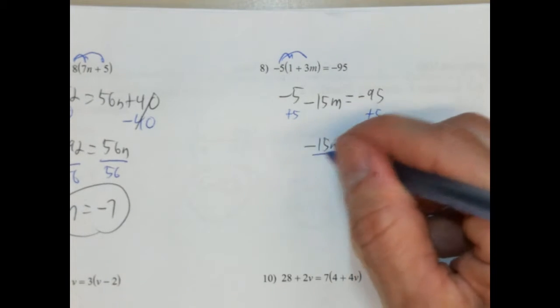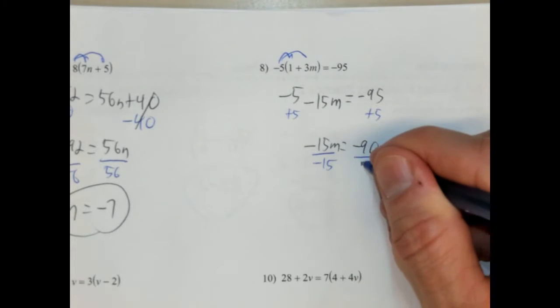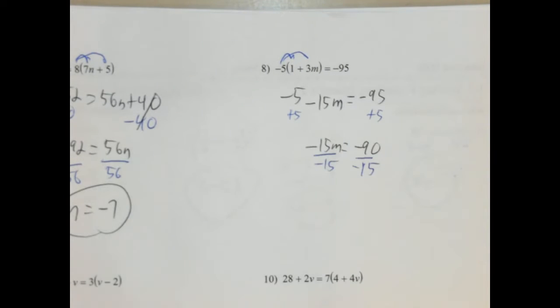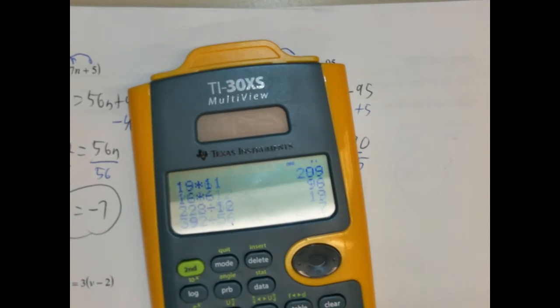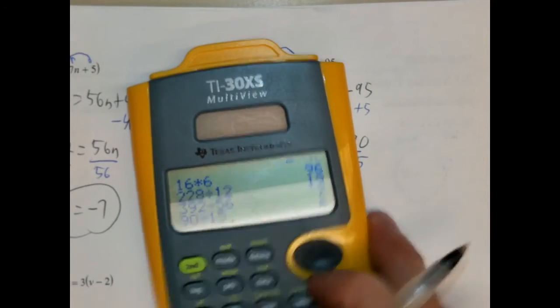So we're going to divide by our coefficient, which is negative 15. And I believe this is positive 6. Let's just double check that. 90 divided by 15 is 6. Yep.